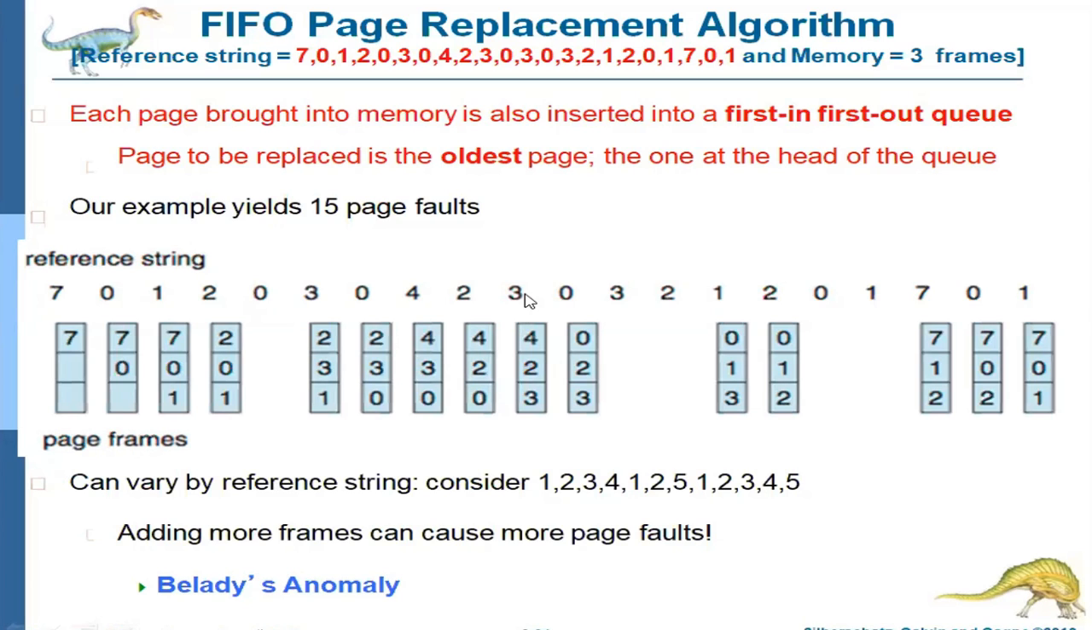Next you have to insert the page 3. So check whether the page is there in main memory or not. So 4, 2, 0. 3 is not available in main memory. Then page fault will occur. Then we have to replace any one of these 3 pages. That means 4, 2, 3. Which is the oldest? 4, 2, 3. So 4 is the oldest one. That means instead of 4, you have to replace with 0.